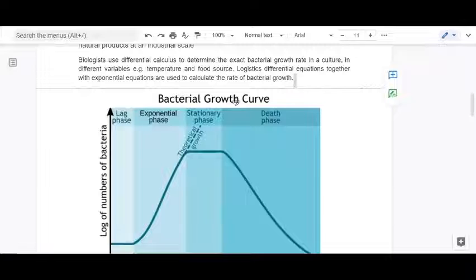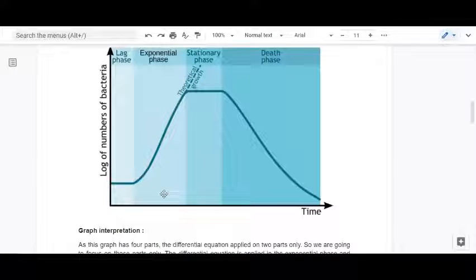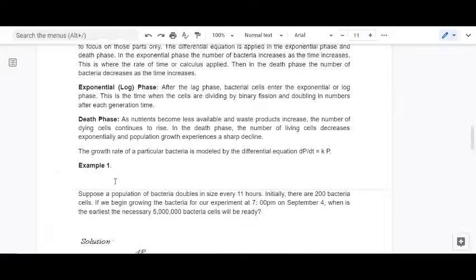The bacteria growth curve has four phases. Now we are going to talk about two of them, where calculus is applied: the exponential phase and the death phase. In the exponential phase, as time increases, the number of bacteria produced increases, and in the death phase, as time increases, the number of bacteria is reduced, as you see in the curve. So this is the graph interpretation.